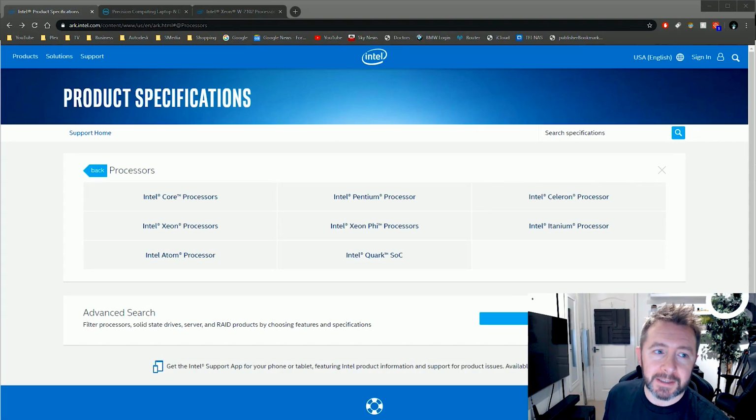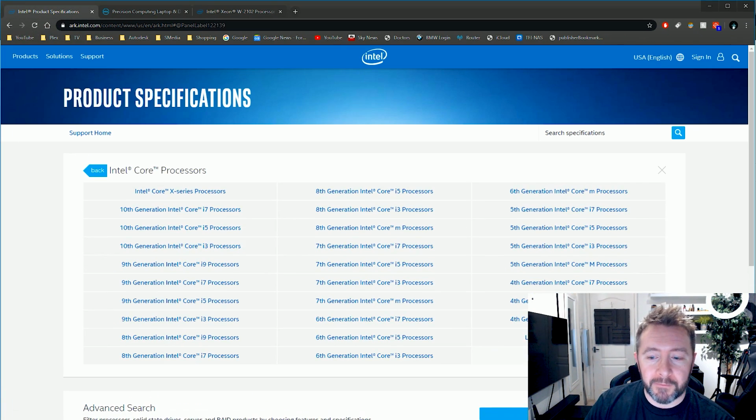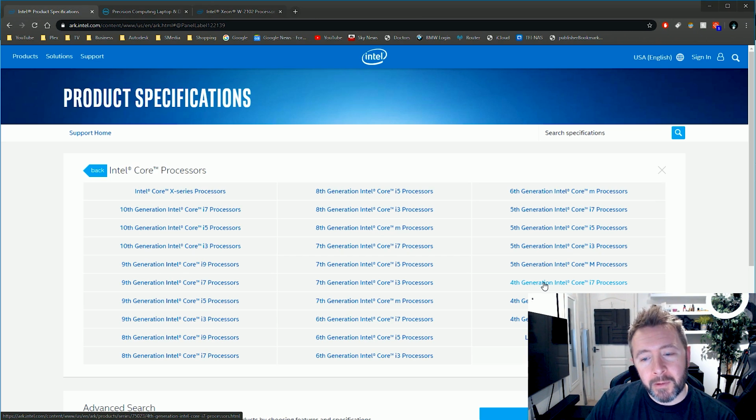So let's hop on over to Intel's ARK website, ark.intel.com, and we'll just take a look at how things used to be. This is why a lot of the advice was the way it was, and why it's also no longer valid. So hop on over to the Core processors from, let's say, around 2014.